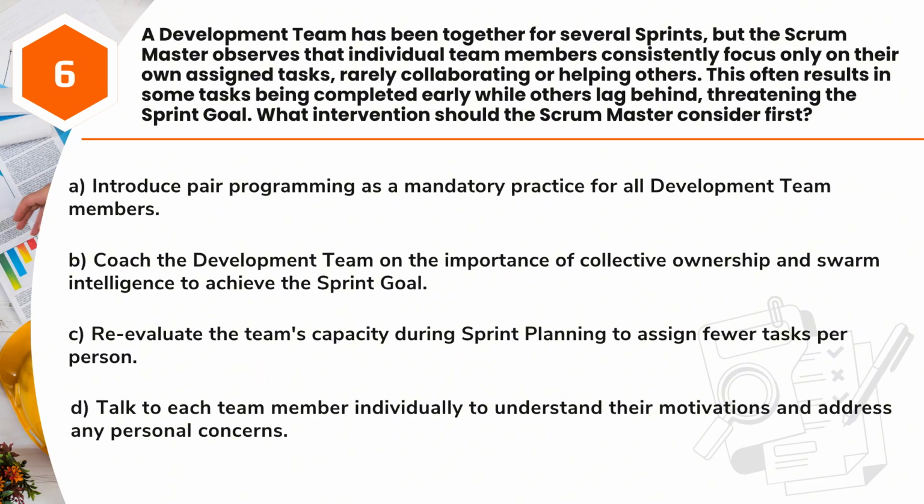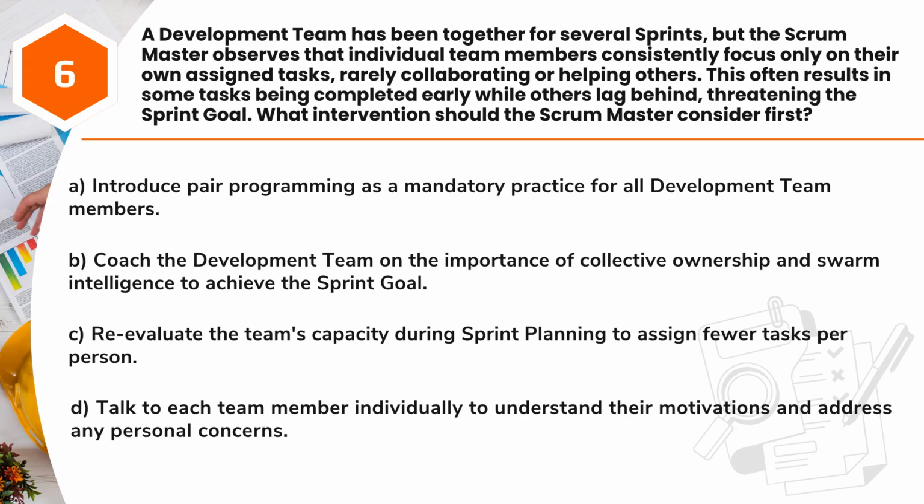Question 6. A development team has been together for several sprints, but the Scrum Master observes that individual team members consistently focus only on their own assigned tasks, rarely collaborating or helping others. This often results in some tasks being completed early while others lag behind, threatening the sprint goal. What intervention should the Scrum Master consider first?